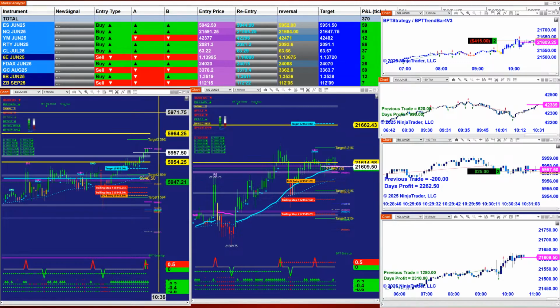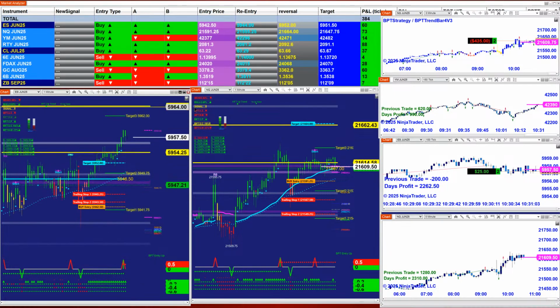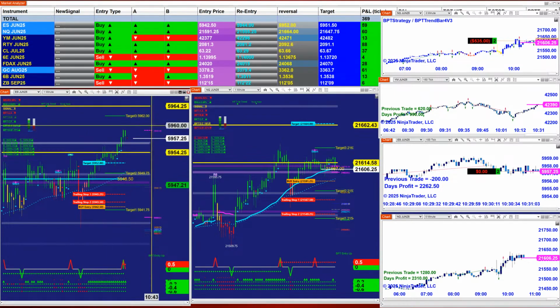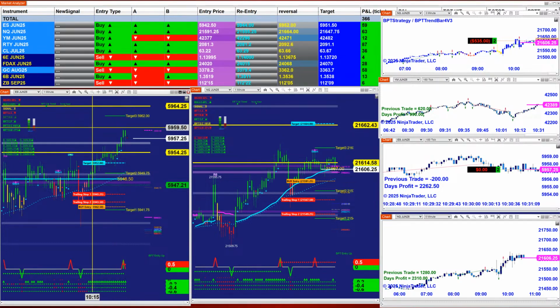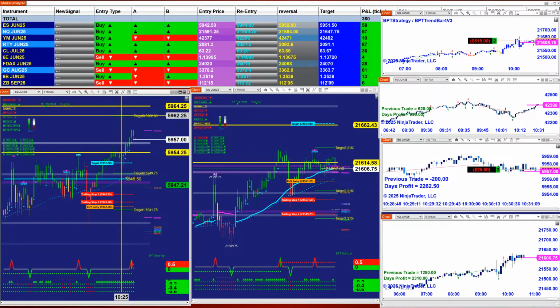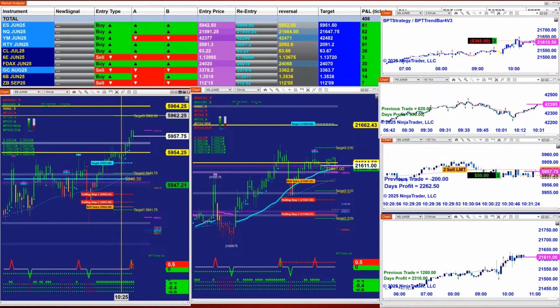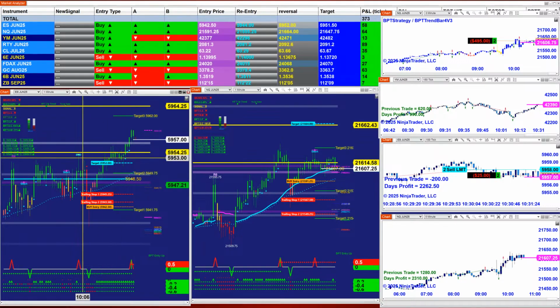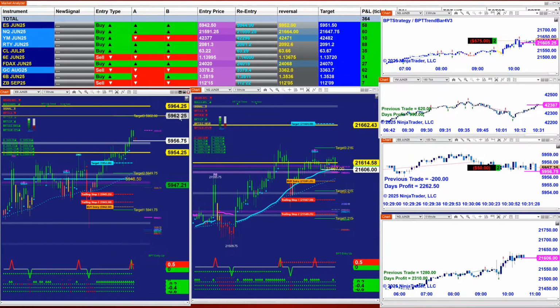Most likely we will be hitting target 3, which is the final. The market is between those two yellow lines. This means there is no more long trade. And the final target for this morning for the ES is 59.62. This is your morning target for today. And it's between the two yellow lines. This means there is a reversal.